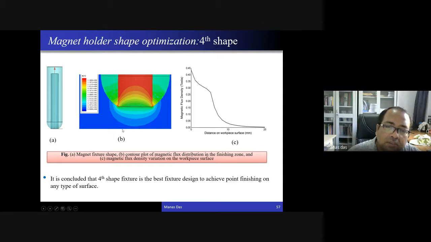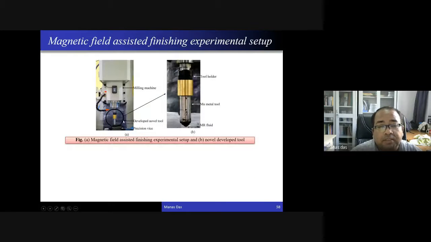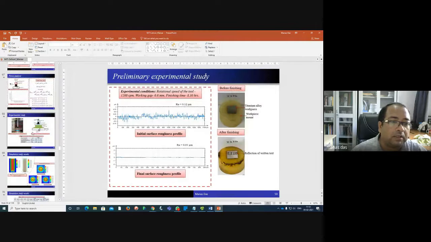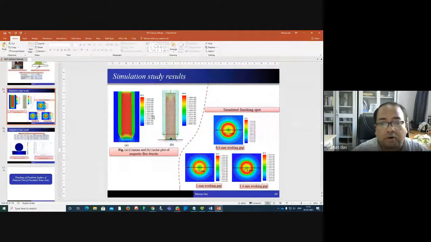The main intention is to get this kind of point contact. This tool is attached to a milling machine head, and at the bottom of the milling machine you can see this MR fluid which is used. This is the tool here, and this is the finishing spot. You can see the finishing spot here.